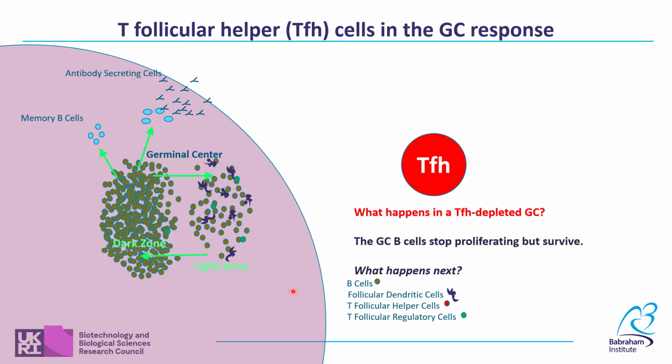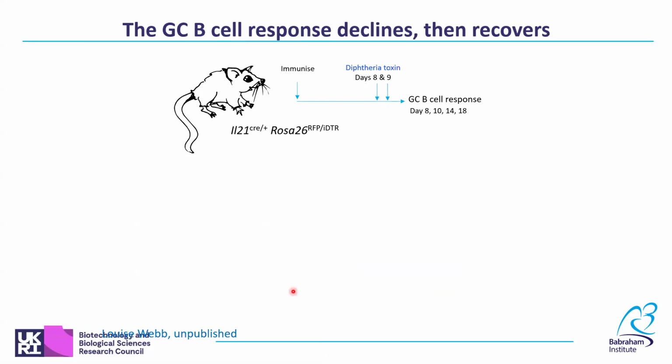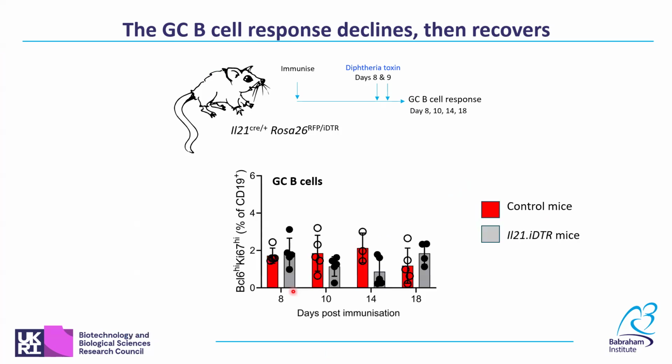What happens next? We weren't really sure. Was the germinal center going to crash further? Was it going to maintain that smaller size? Or would it reboot in some way and get back to the size that it was beforehand? And so what we did was a kinetic experiment. So the mice are immunized and then given diphtheria toxin at the peak of the germinal center response time. And then we looked at different time points following this.